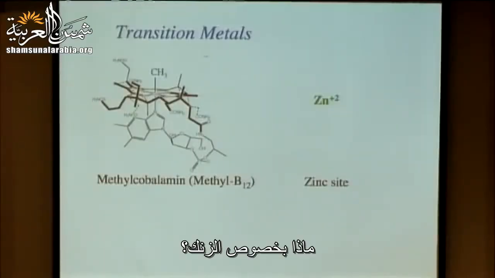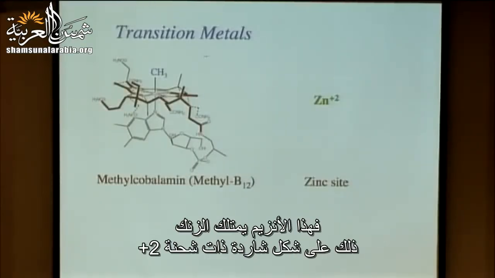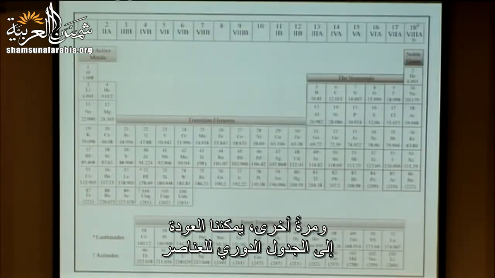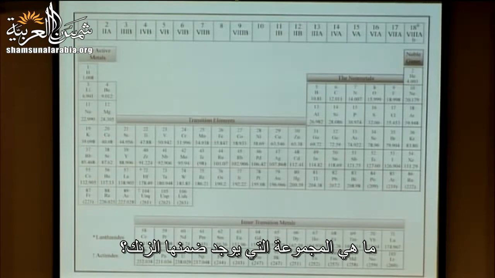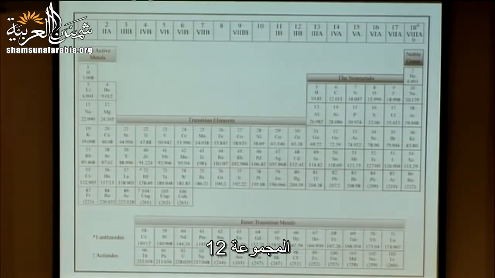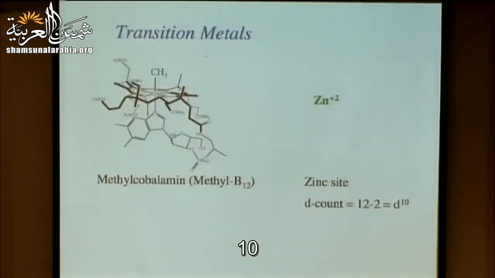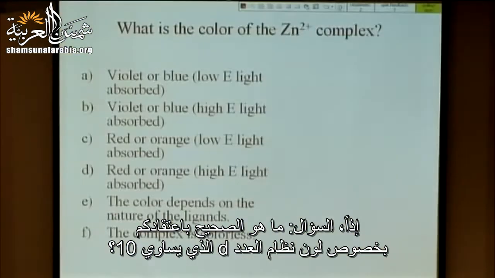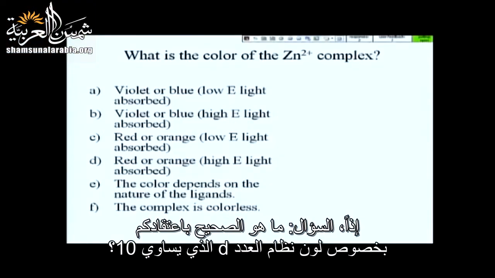All right, so what about zinc? This enzyme has zinc in the plus 2 state, the zinc 2+ ion. So if you know that, you can calculate a d count. And so again, we can go to our periodic table. What group is zinc in? 12. So what would be the d count? 10. So 12 minus 2 equals 10. So what would you think would be true about the color of this d10 system?